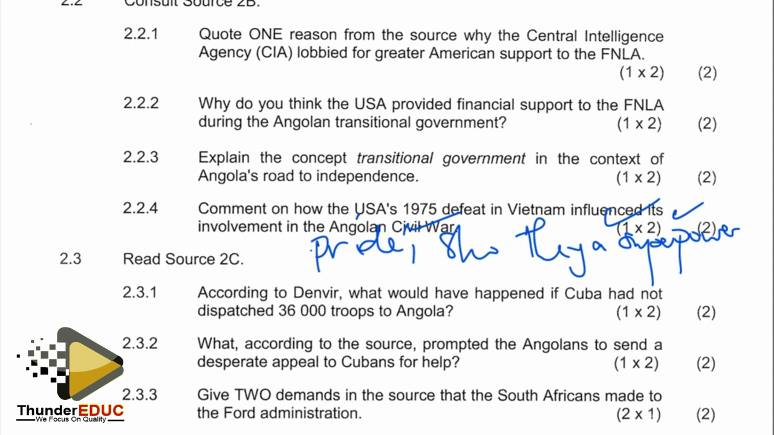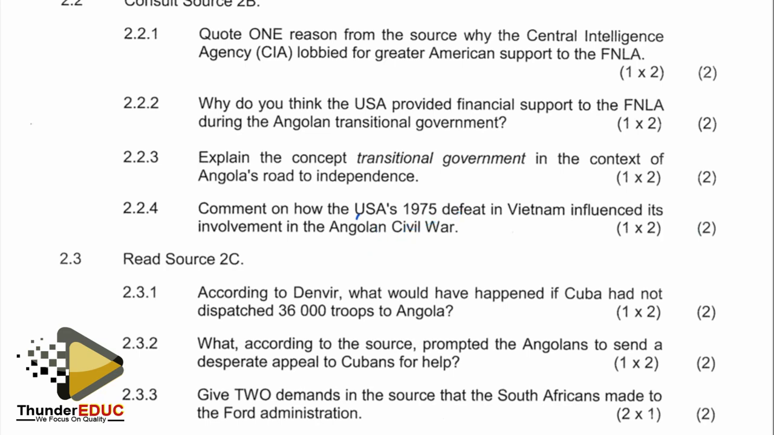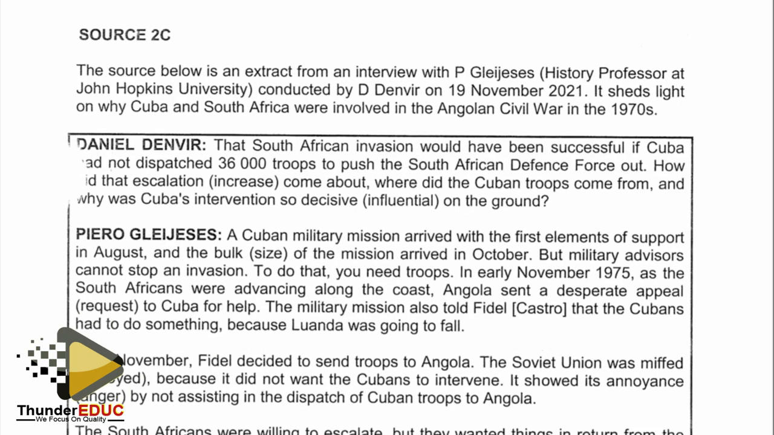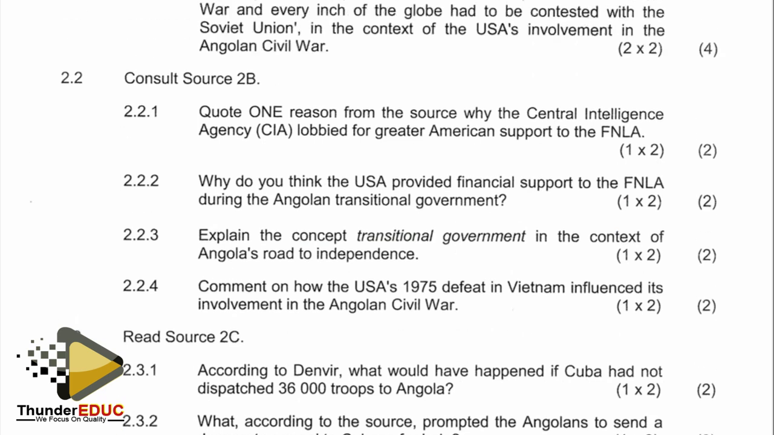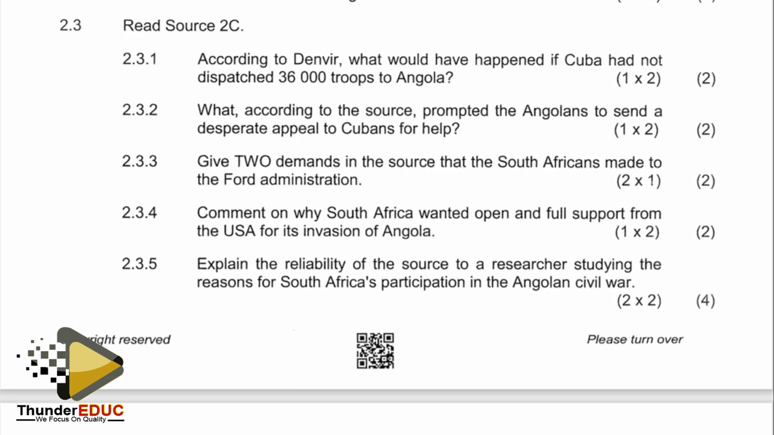Read source 2C. According to Denver, what would have happened if Cuba had not dispatched 36,000 troops to Angola? I think that is an extraction question. We just go to the source, we pick the correct response from the source. If we check here, it says South African invasion would have been successful if Cuba had not dispatched 36,000. So it means South Africa would have been successful if there was no incident of Cuba deploying such a big number of troops. That is how we answer that question. It's an extraction question.